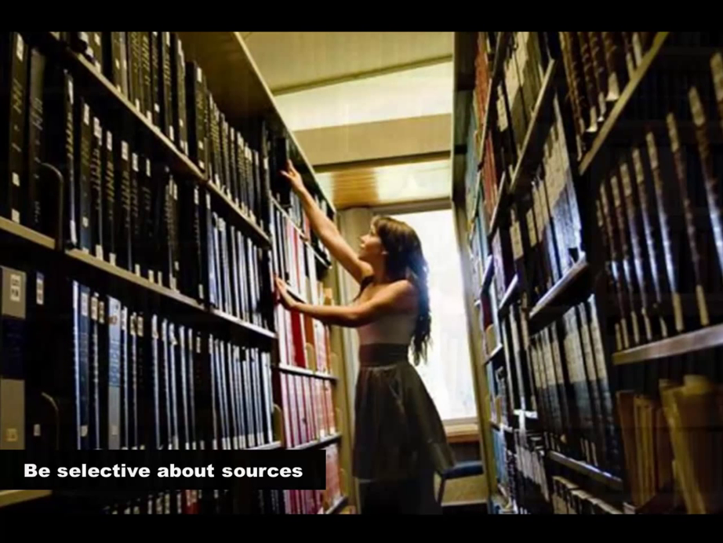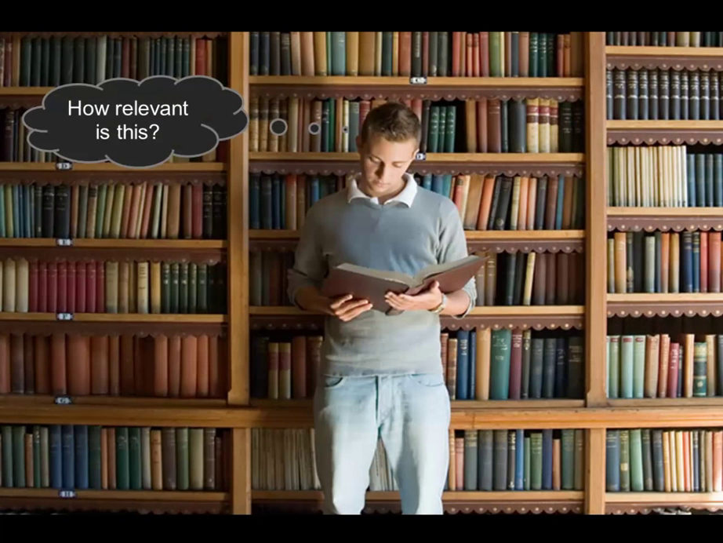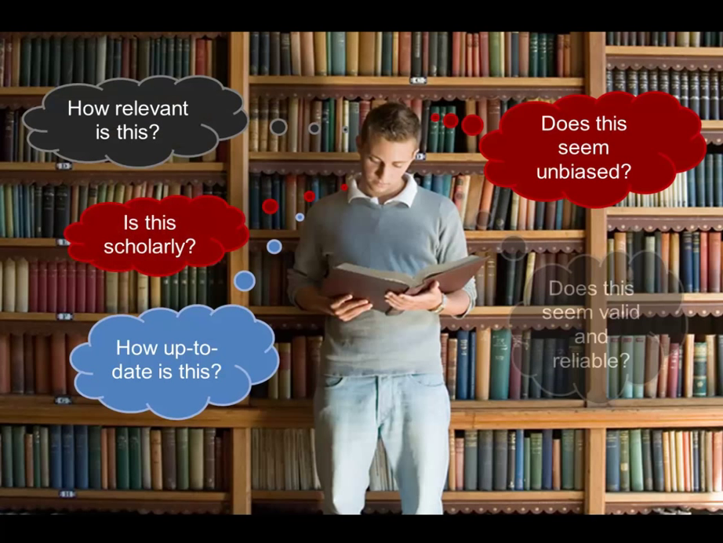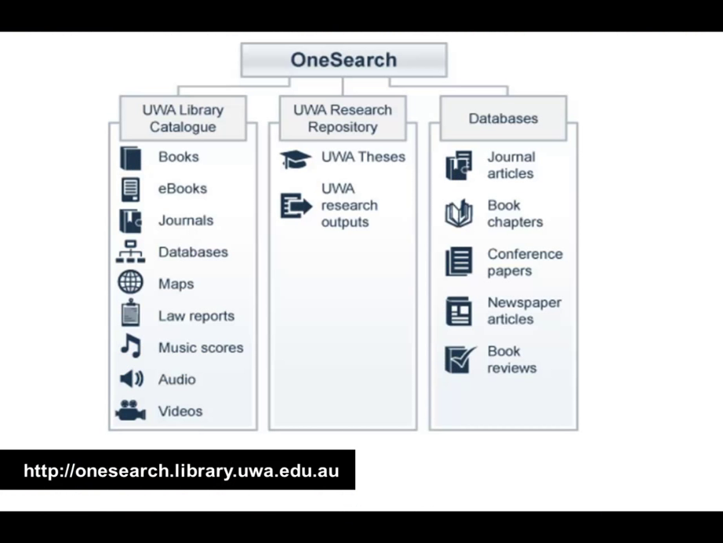Before you can reference, of course, you need to do your research. When looking for sources, try not to pick them at random. Be selective and systematic. Ask critical questions about their relevance, lack of bias, scholarliness, currency, validity, and reliability. You can find scholarly sources using OneSearch, a powerful search tool that helps you find information fast. It checks through UWA's entire library collection, including all its online resources.